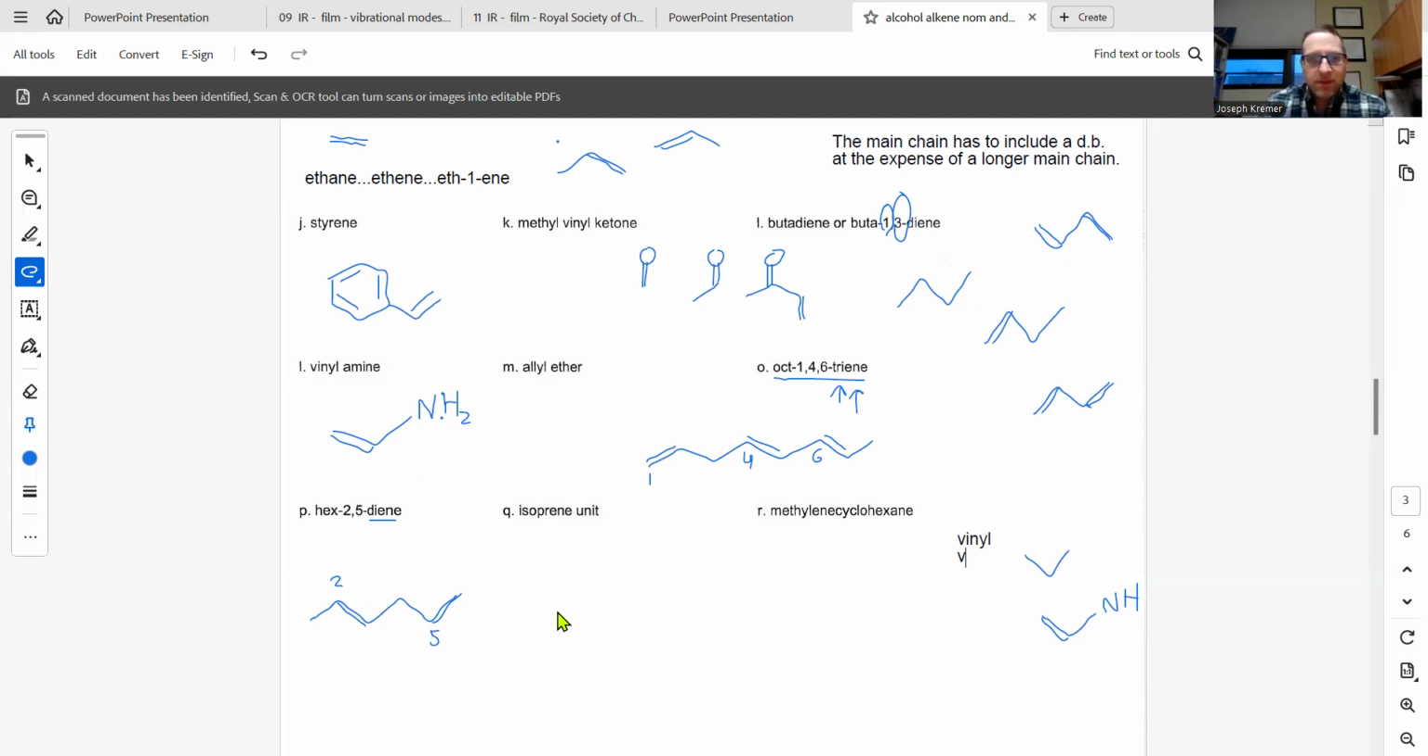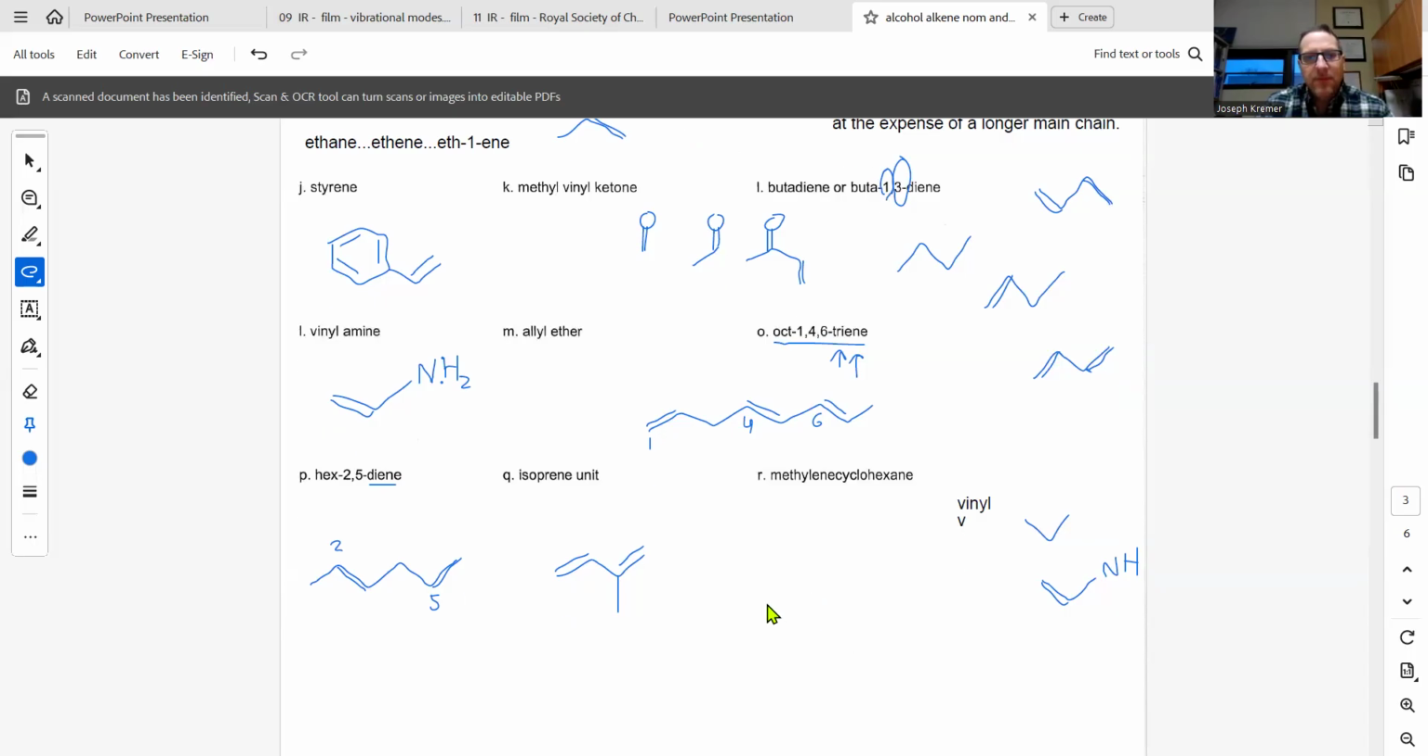An isoprene unit is important to biochemical concerns. It is butadiene with a methyl on it. This is called an isoprene unit, and this is the precursor used to make cholesterol in the body, isoprene.